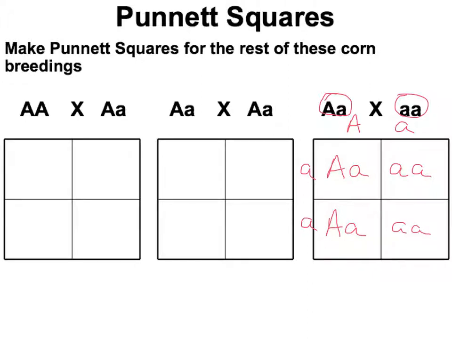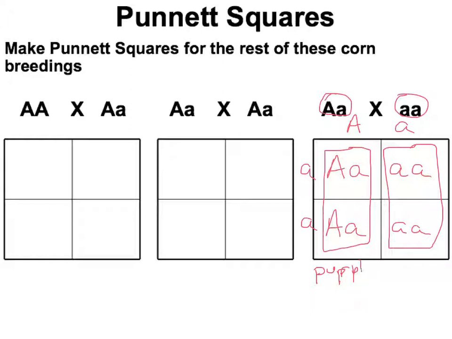And then you can make the prediction. We'd have two heterozygous offspring and two homozygous recessive. Those are the genotypes. For the phenotypes, we'd have 50%, or 2 of the 4, would be purple, and 2 of the 4 would be yellow.